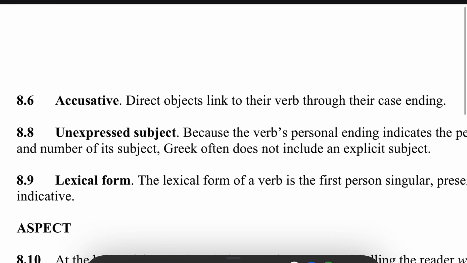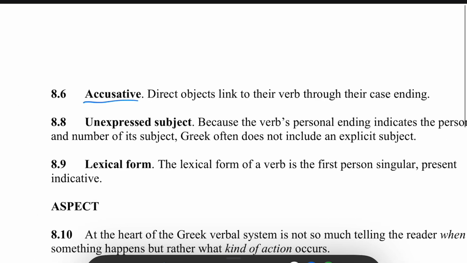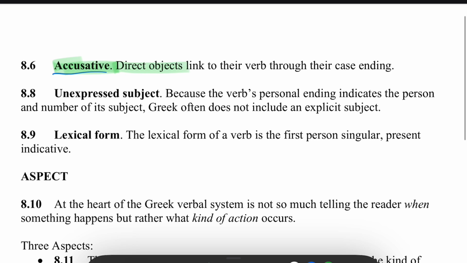All right, also accusatives. When we think about accusatives and their relationship to the verb, generally direct objects are going to be in the accusative case. So that's how they're going to be linked to the verb. It's not going to be word order. So you might have a direct object showing up before the verb, after the verb, significantly after the verb, but again, you're looking for those case endings. And in the case of using Greek study tools like Logos or Accordance, you're going to be looking for that to be highlighted for you within that software.